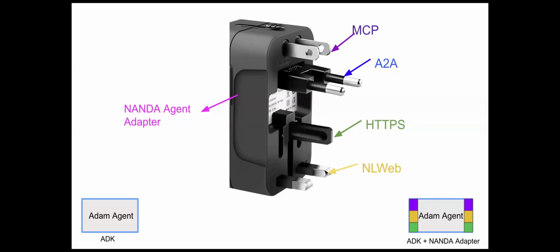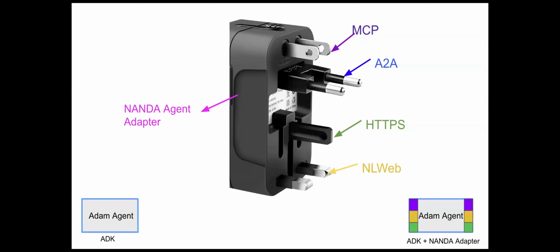So essentially, think of the NANDA agent adapter as a universal translation layer that will allow MCP, A2A, HTTPS, and NL web clients and servers across all of these different protocols to talk to each other through a very lightweight abstraction. So you can build an agent using any kind of agent development kit that you like. For example, you can build it using Google's ADK, and you build an Adam agent.